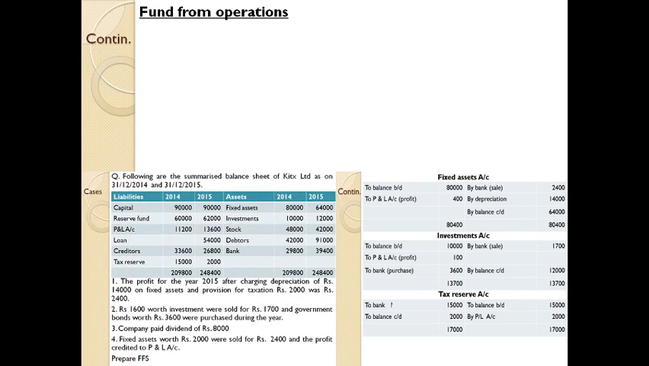fund from operations account. It will begin with the preparation of fund from operation. It will begin with net profit during the year, and it is said that profit for the year after charging depreciation and provision for tax was 2,400. So let us note down 4,400.